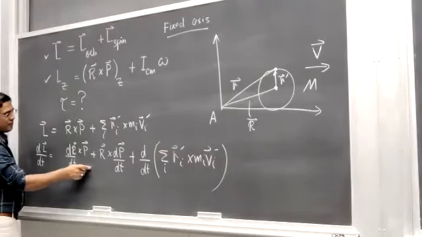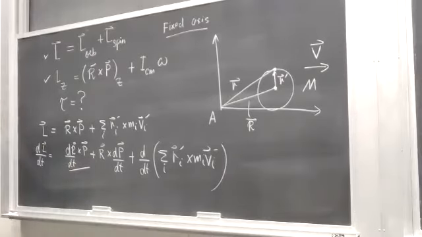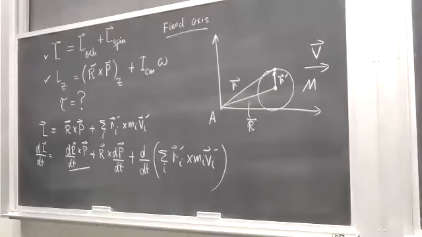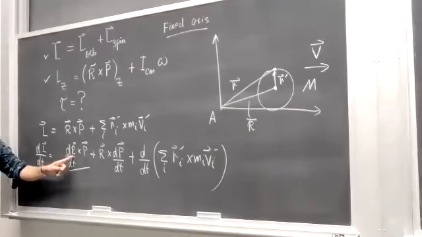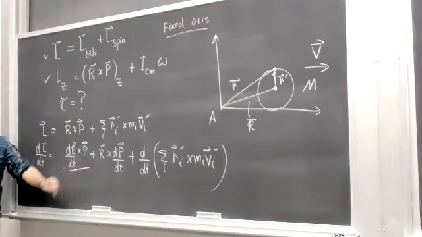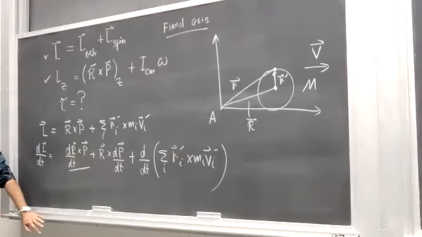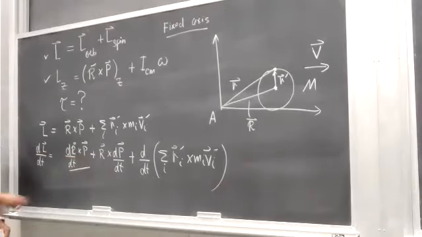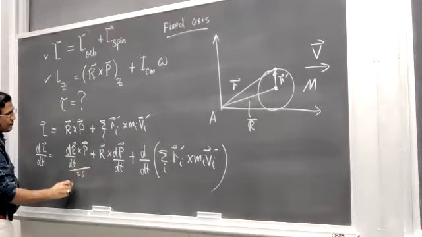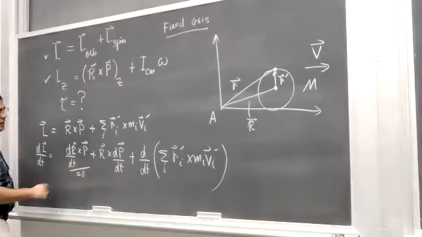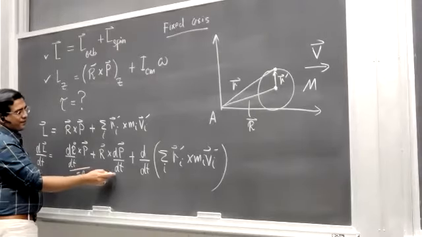What is this? Velocity cross momentum. But it's a cross product between velocity and p, so it will be zero, because the velocity is in the same direction as the momentum, right? So this term is zero.